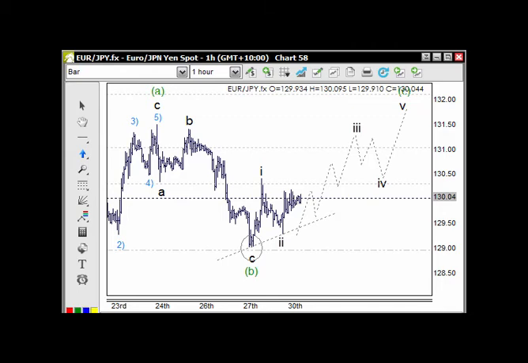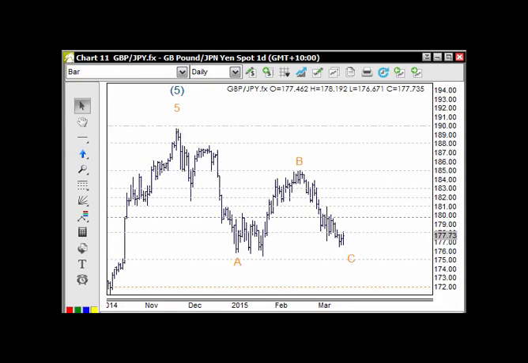Okay, so the pound yen, just looking at the bigger picture as well here.